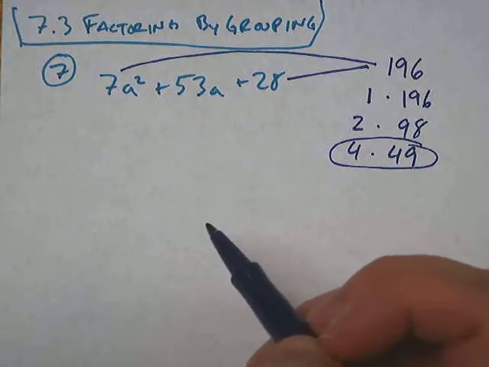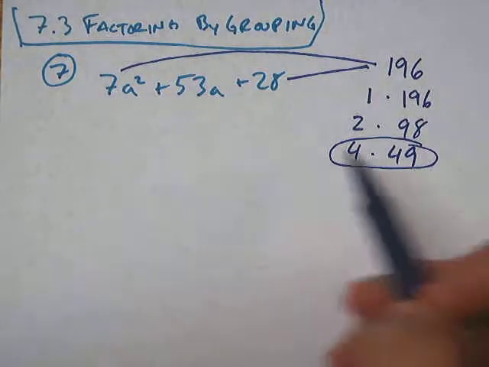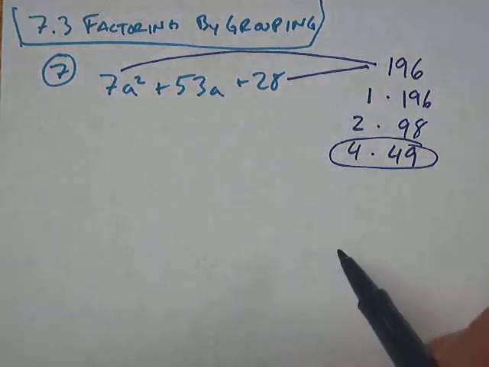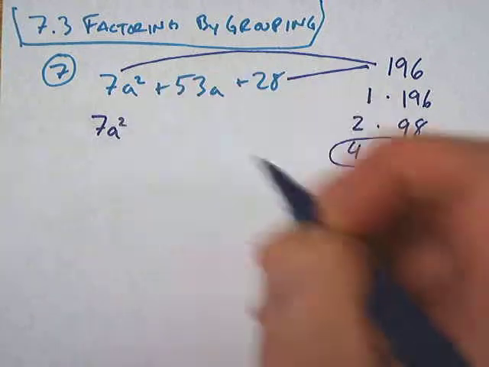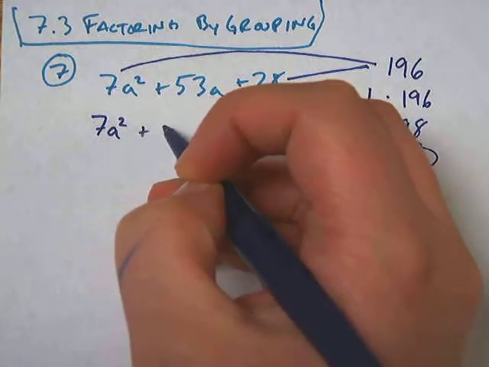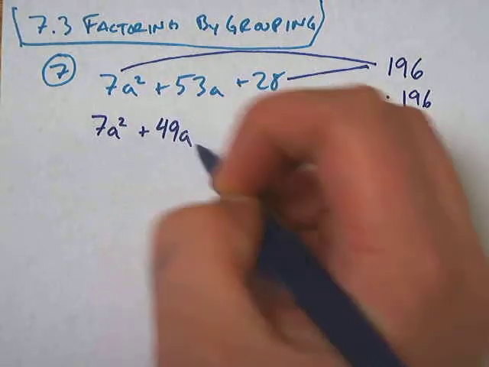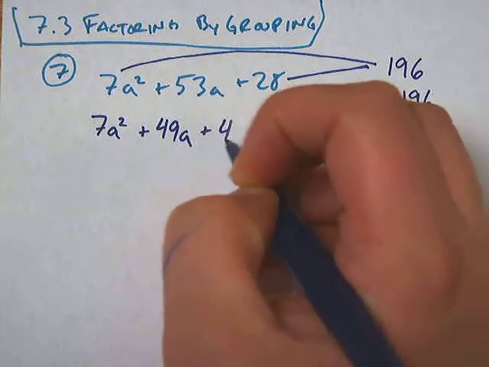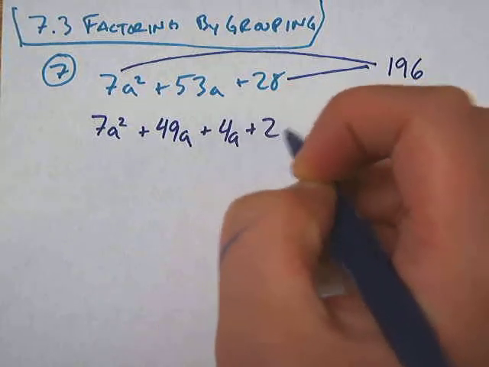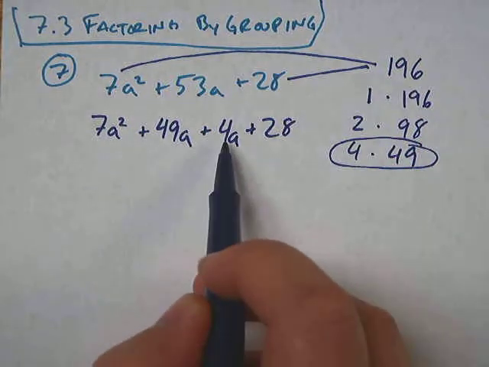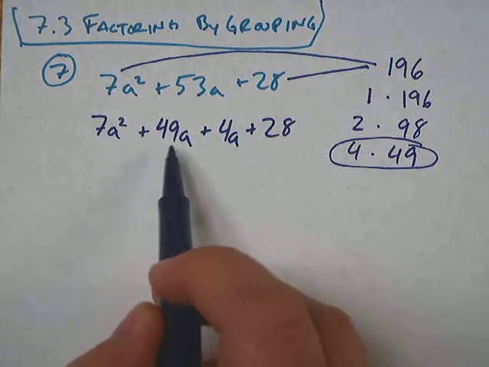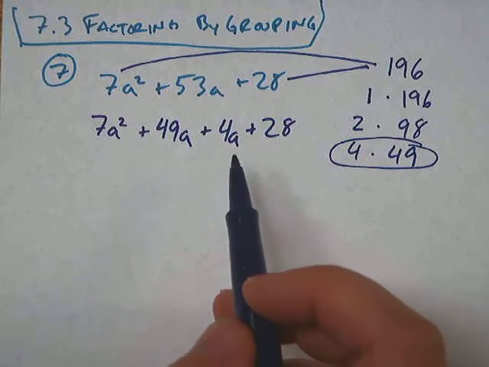So now we have to move on to the next step, which is to rewrite this middle term with these as coefficients instead. So we go 7a squared plus 49a plus 4a plus 28. And you could write it as 4a plus 49a. Either way it works. I did 49a plus 4a, but you will get the same answer either way.